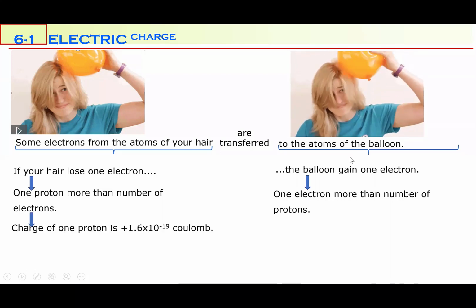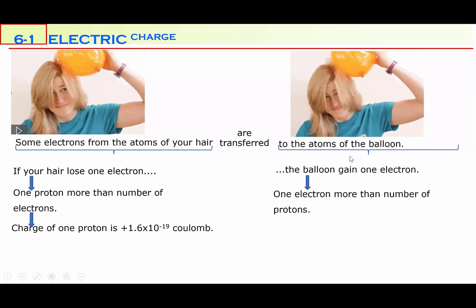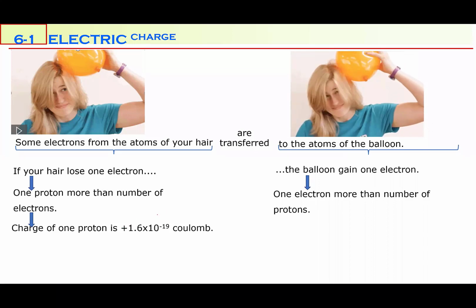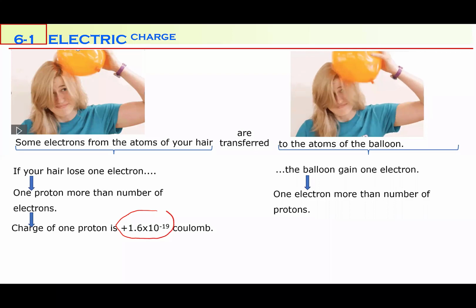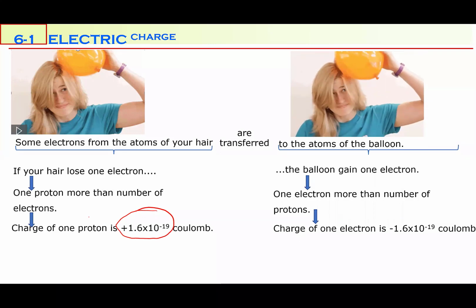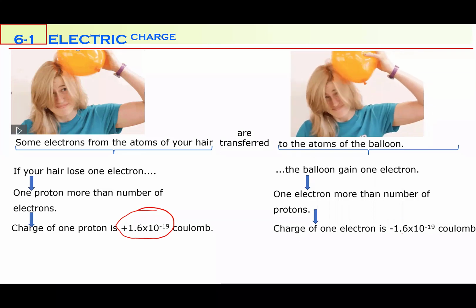The charge of 1 proton is 1.6 times 10 to the power of negative 19 coulomb. This number is important, the charge of a proton. It is positive: positive 1.6 times 10 to the power of negative 19 coulomb. The charge of an electron is negative 1.6 times 10 to the power of negative 19 coulomb.